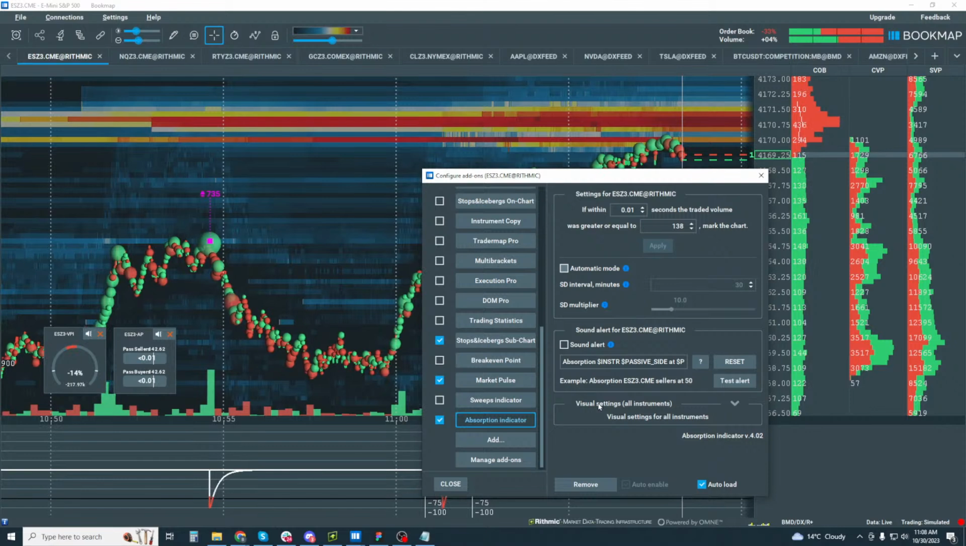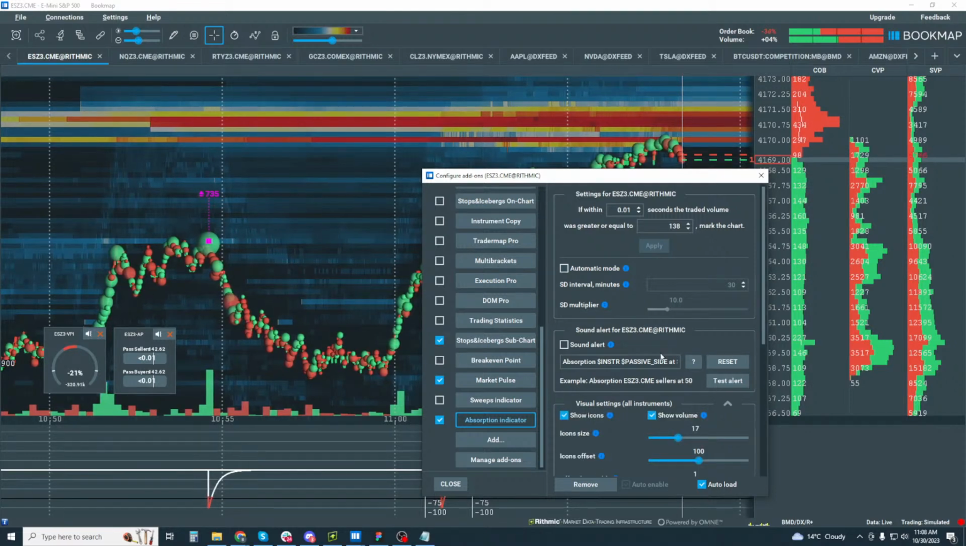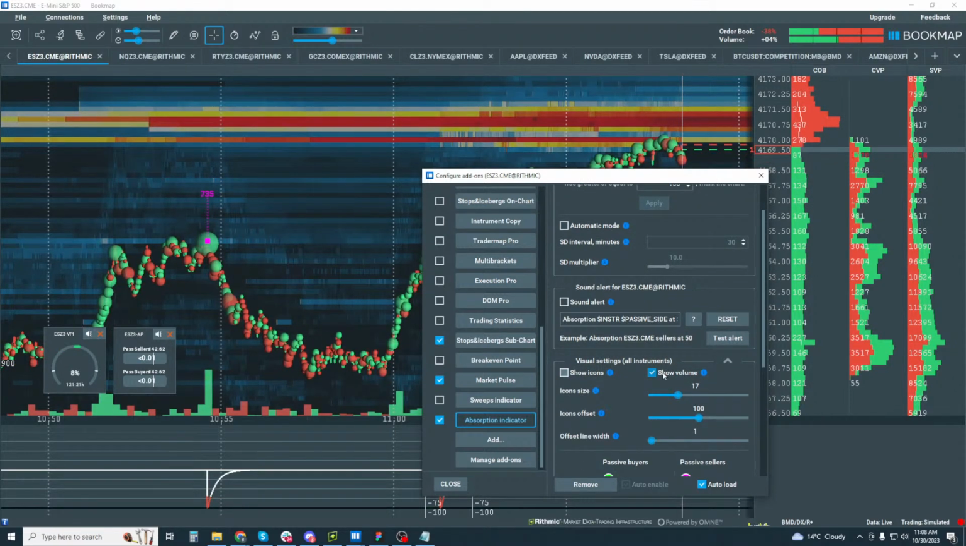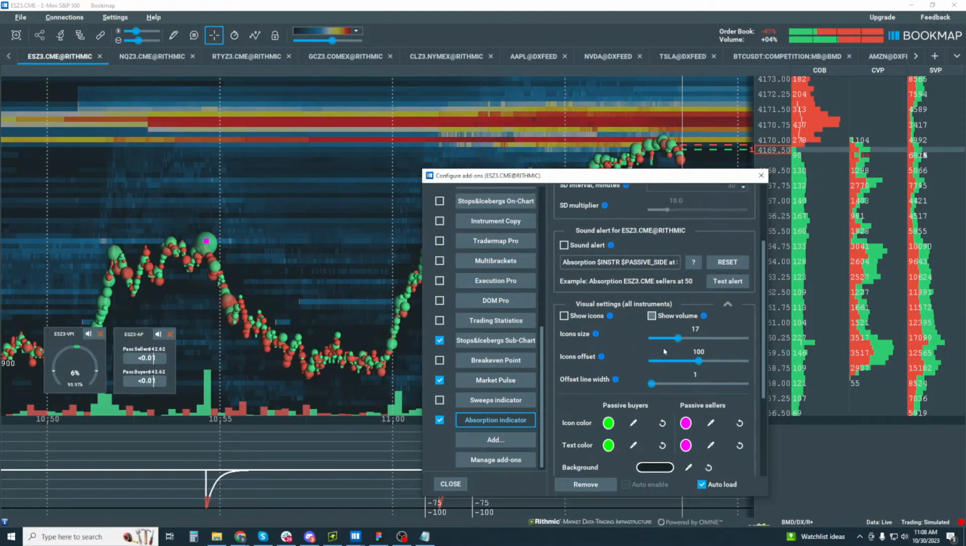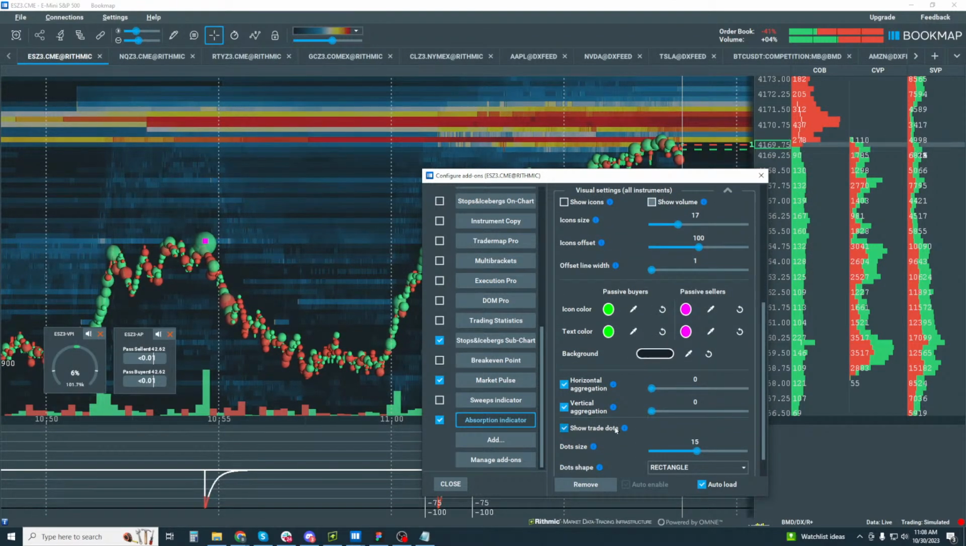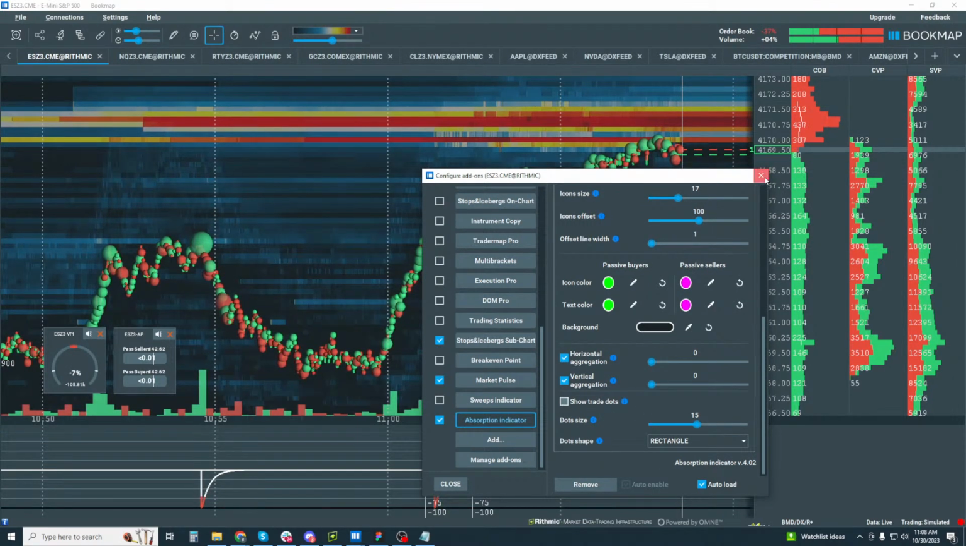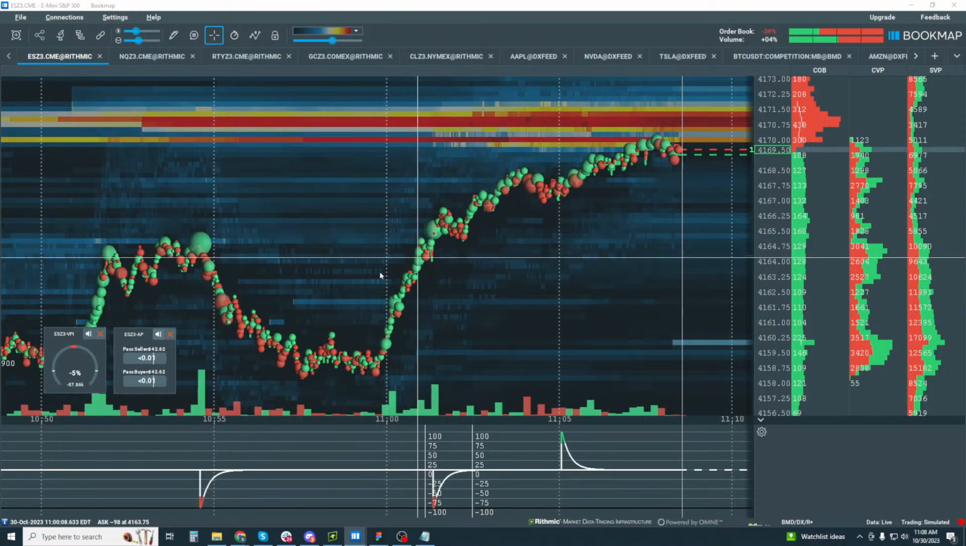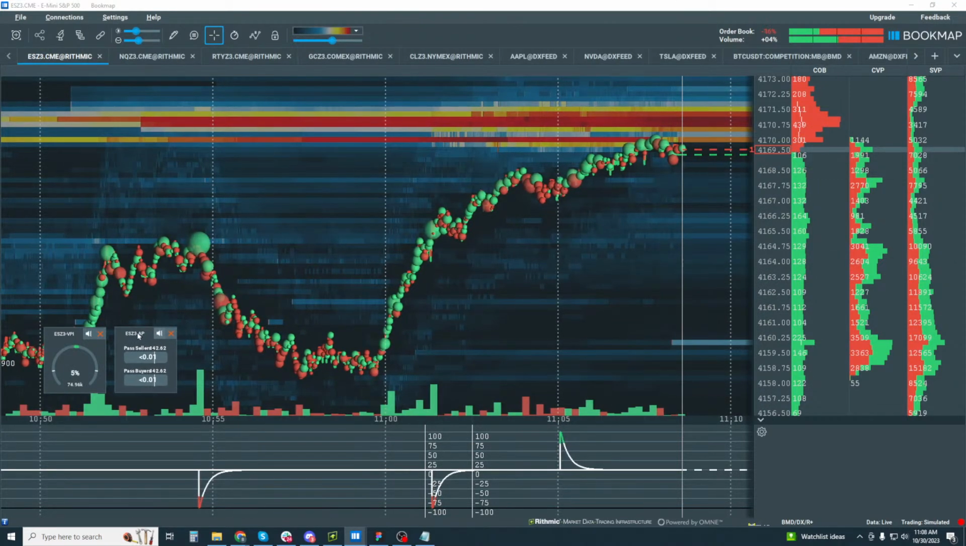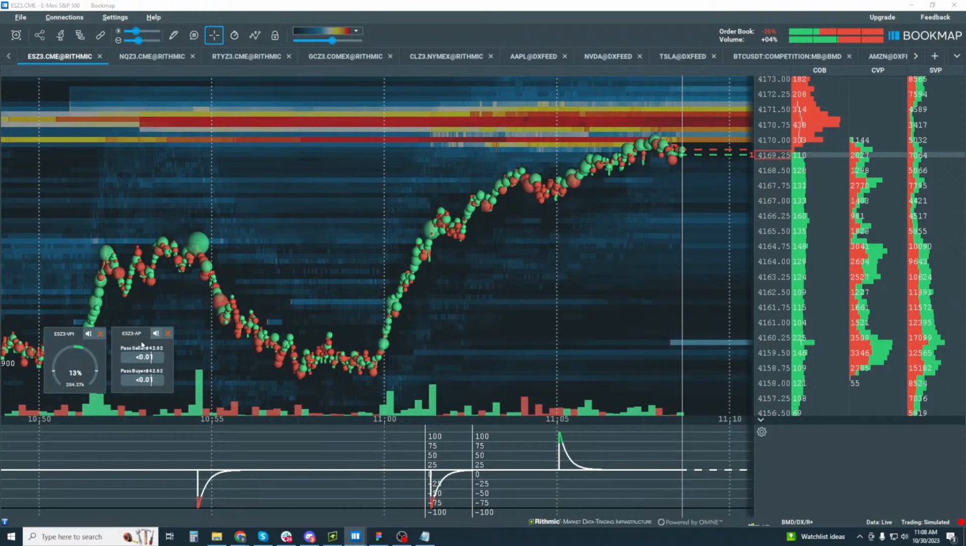on the chart, you can come down to visual settings here, click on this, and then don't show the icon, don't show the volume, and then also down here the dot size, show trade dots, also deselect that one. Okay, so now it won't show up here on the chart, but it will show up here in the market pulse algo.